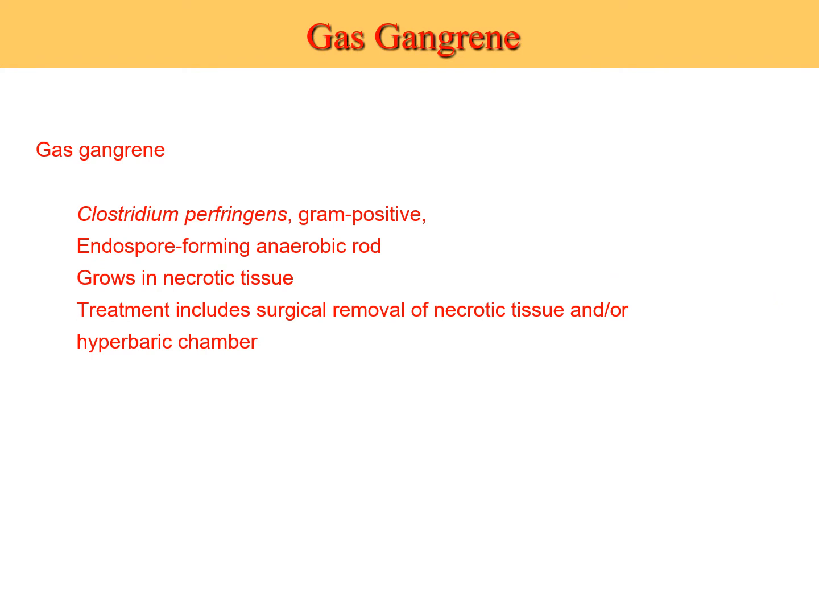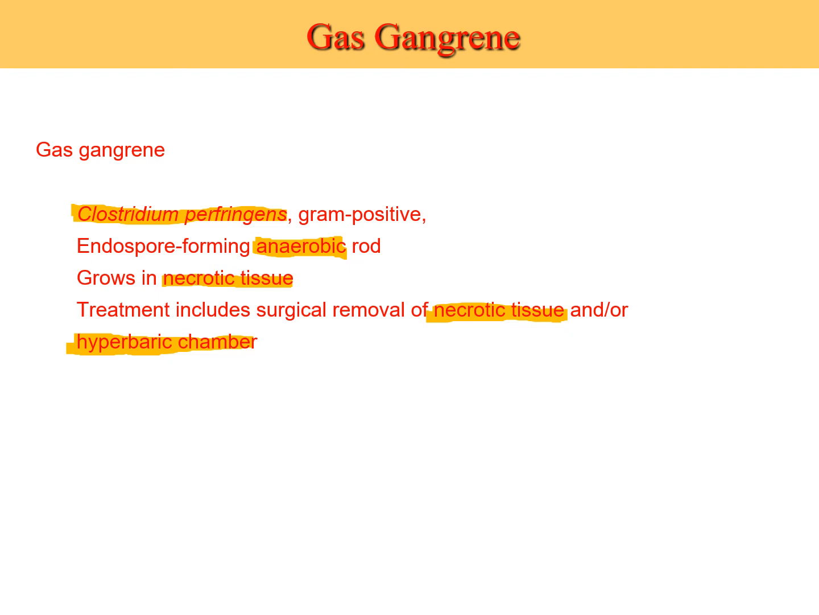Now, there is an organism which causes gangrene, and it's called gas gangrene because there is production of gas associated with the infection in the tissues. This organism is an endospore-forming anaerobe, which we've talked about many times. It is Clostridium perfringens. It typically grows in necrotic tissue because necrotic tissue does not get adequate oxygen supply. The vasculature is damaged and the tissues aren't receiving proper oxygen.